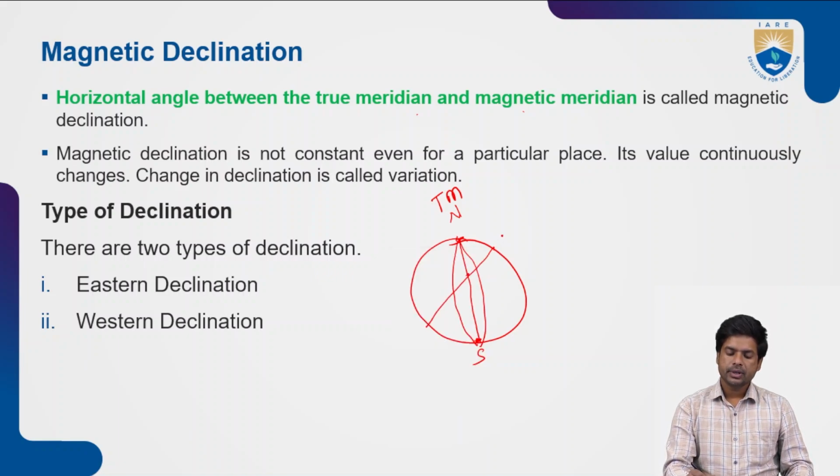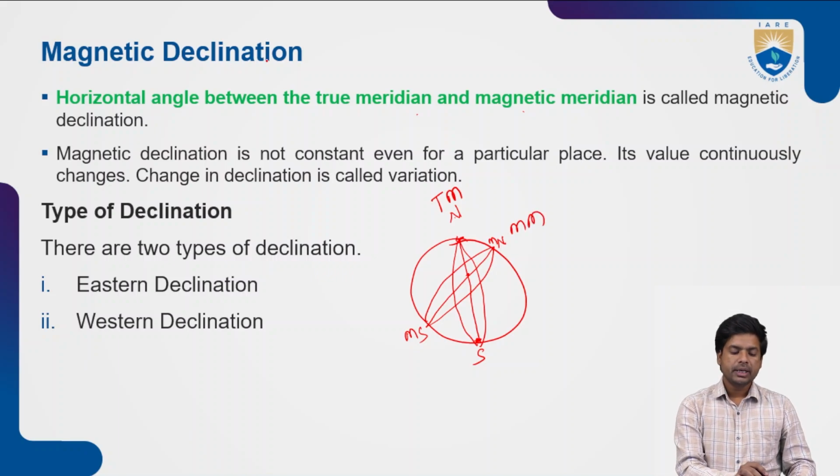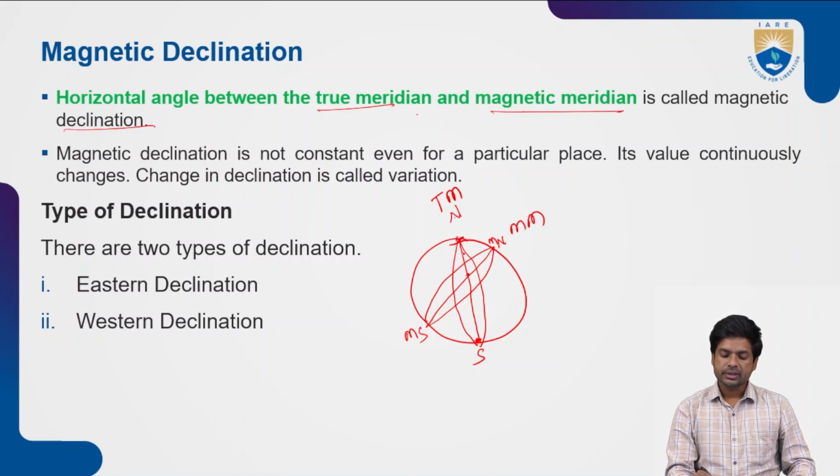Due to the magnetic declination, we have another line like this. This is the true north, and this is the magnetic north, and the magnetic south. This line is called the magnetic meridian. So the magnetic declination is the horizontal angle between the true meridian and magnetic meridian. This is the true meridian and this is the magnetic meridian, and the angle formed between these two meridians is called the magnetic declination.